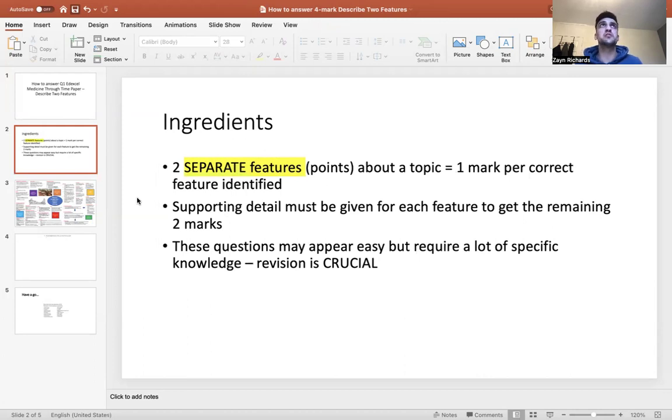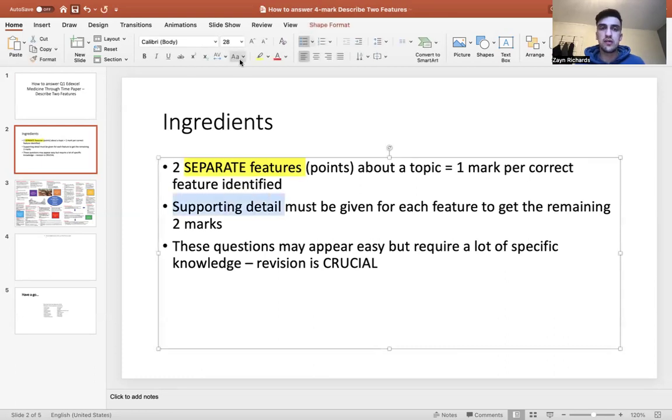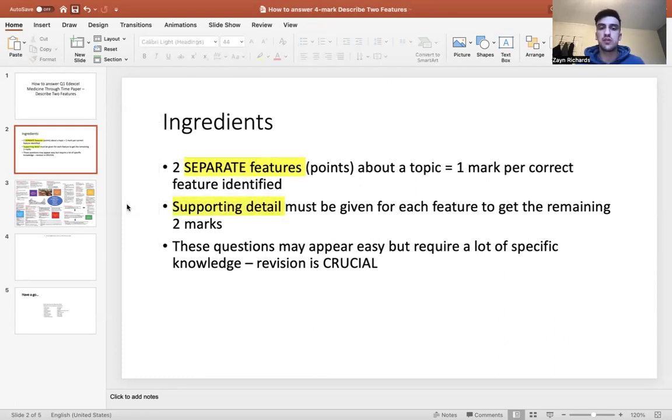So if the question was describe two features of trench foot, for example, you might say one feature I know is that trench foot was caused by the horrific conditions. Okay, that's your feature. So you're just giving a theme about trench foot. You then give extra information. So you would say, to support this, I know that trench foot was caused by men standing in muddy water all day long, which caused gangrene. Okay, so supporting detail is what is crucial to get the remaining marks.